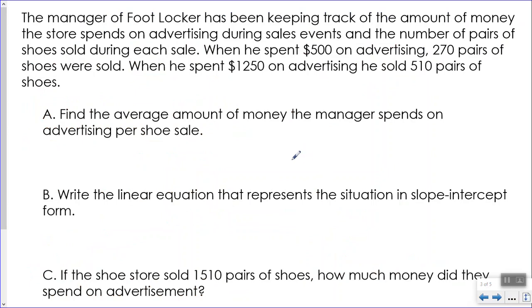Alright, so here's where things get a little more interesting. Go ahead, pause the video, read the problem, and see if you can come up with anything important that we need to pull out of there to use.